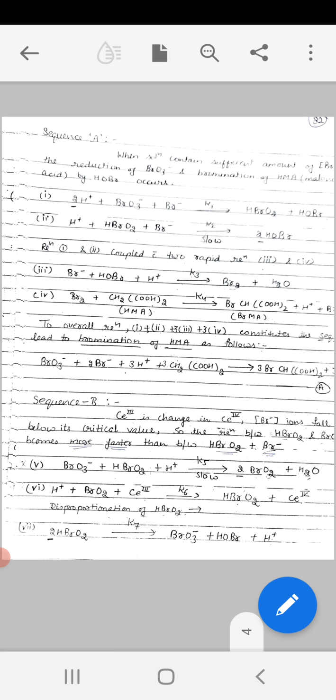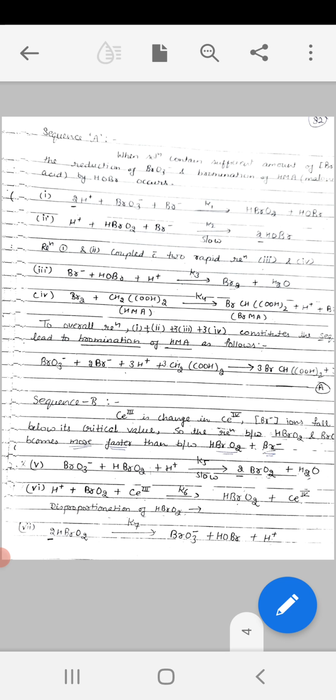Disproportionation of HBrO2: 2 HBrO2 with rate constant K7 changes into BrO3- plus HOBr plus H+ ions. The rest of sequences B and C we will study in the next lecture, that is lecture number 9.